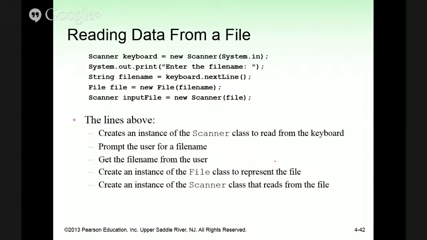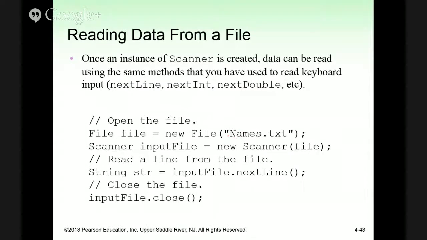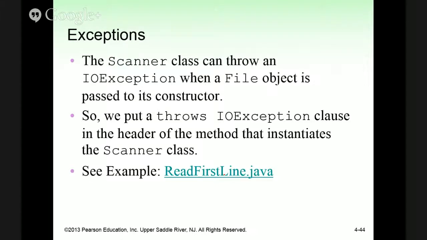Once that's done, then we can read data from the files basically in the same way we would from the command line. So for example, if we have the file names.txt, and that is stored in this Scanner object named inputFile, we can then use inputFile.nextLine to read in a full line of text from the file. Similar to the way that we got text from the command line using the Scanner object for the keyboard, this does it from a file. And we saw that example already.